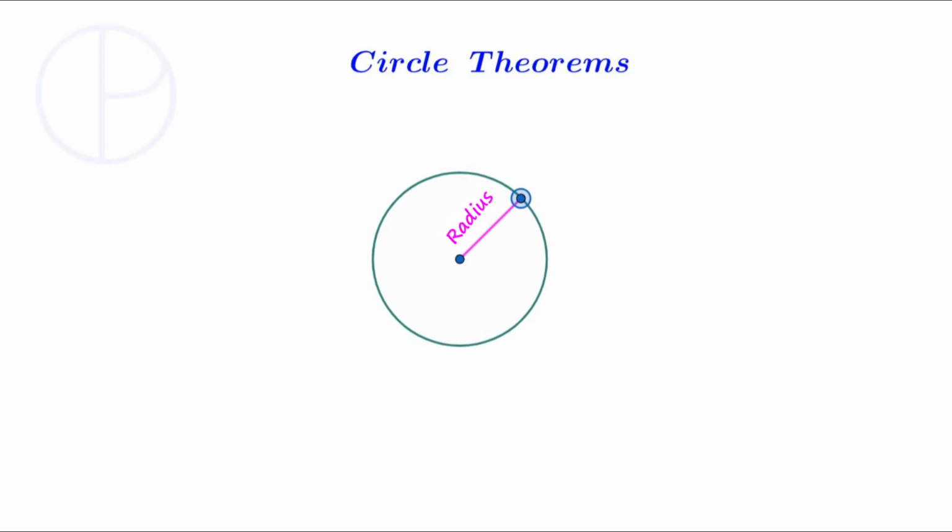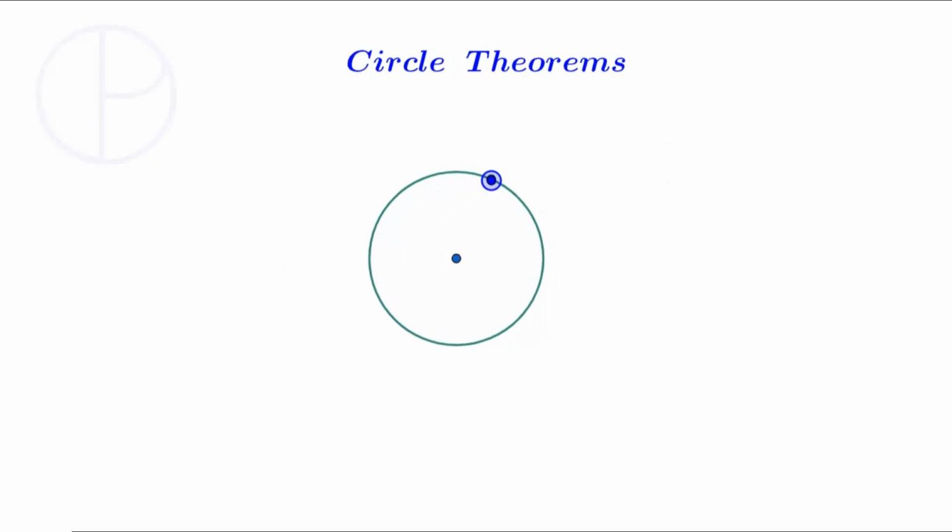Next, if we extend this line across the circle passing through the center, we get the diameter. The diameter is always twice the length of the radius. Next, a chord is a straight line segment connecting any two points on the circle's circumference. The longest possible chord of a circle is its diameter.